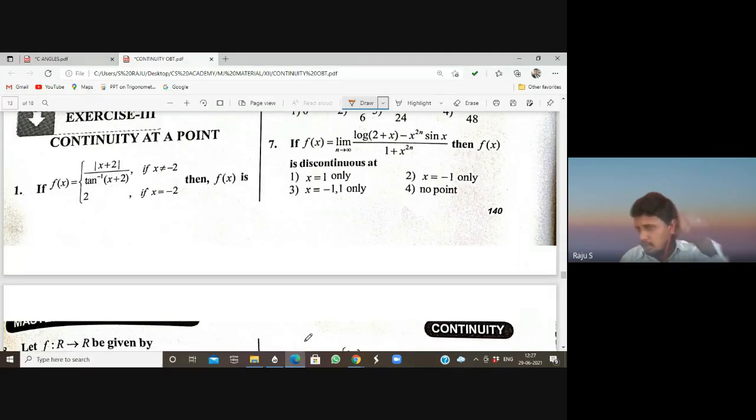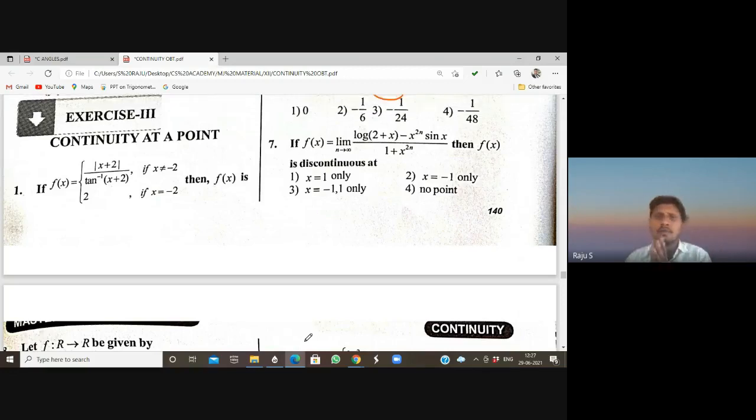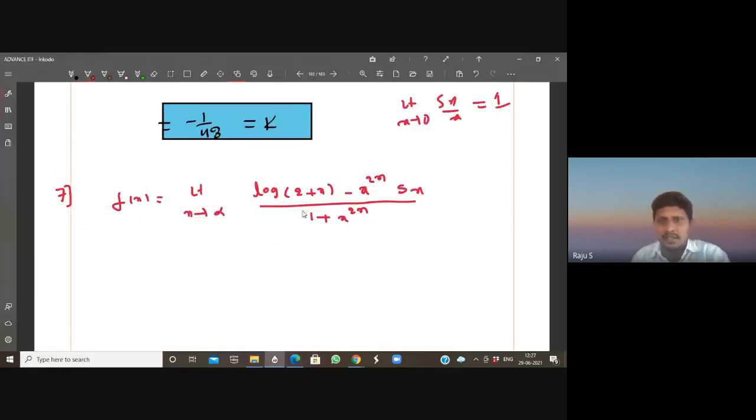Okay, f of x is discontinuous at x is equal to 1 only, x is equal to minus 1 only, at x is equal to minus 1 comma 1 only, or no point of discontinuity. There is no point, right? We have to check just the discontinuity condition. See here, limit n tends to infinity is given. When n tends to infinity, different conditions are there, based on x being 1 and minus 1.